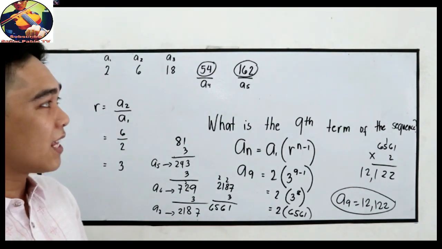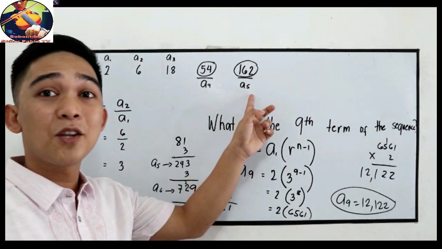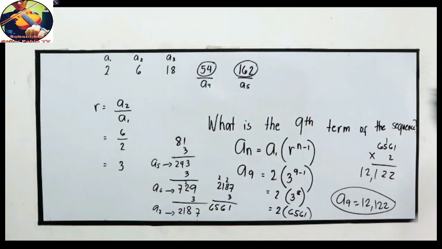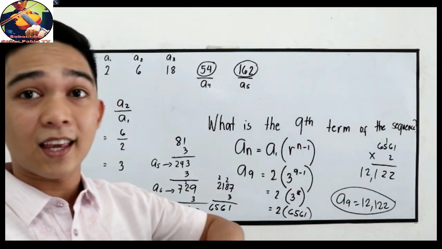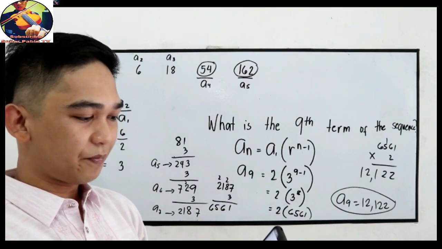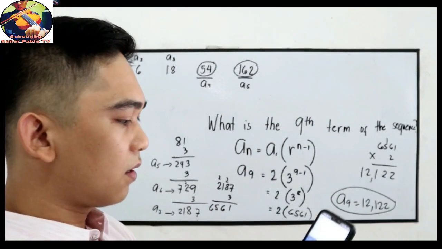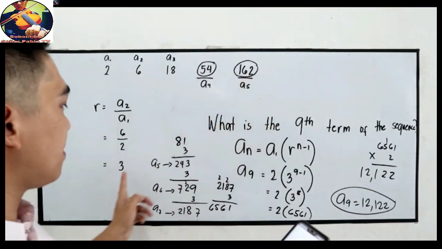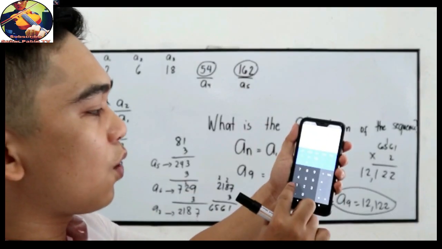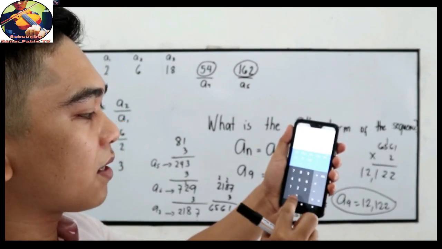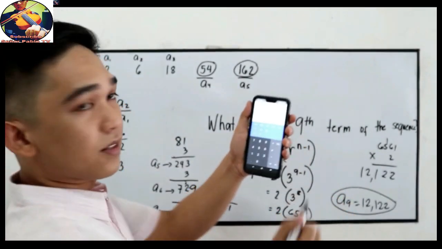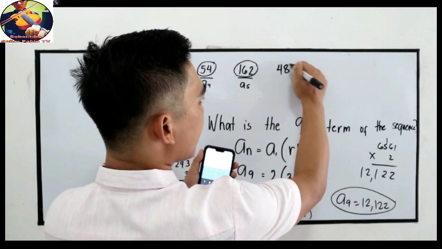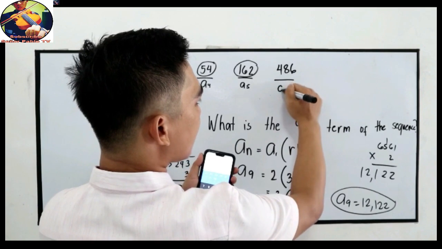Pwede din naman natin gamitin yung mano-mano or the manual way. So, i-multiply lang natin ng 3. I-verify natin gamit ang calculator. So, nasa A5 na tayo. 162 times 3 para makuha sa A6. 162 times 3. So, that is 486. Yan ngayon si A6.